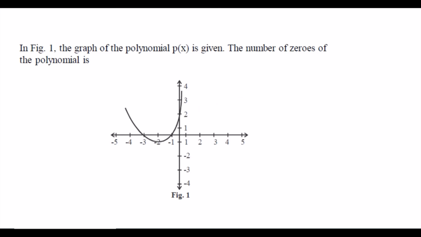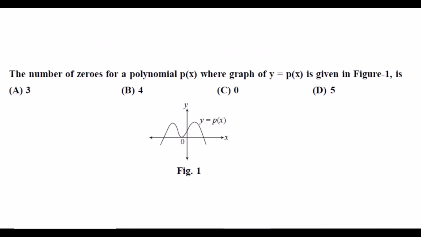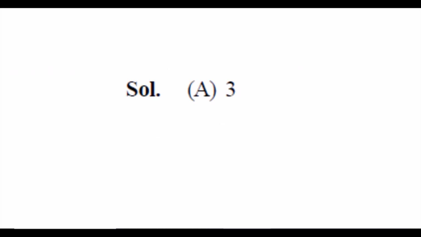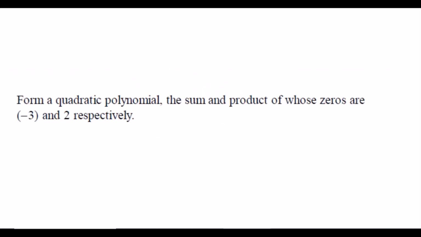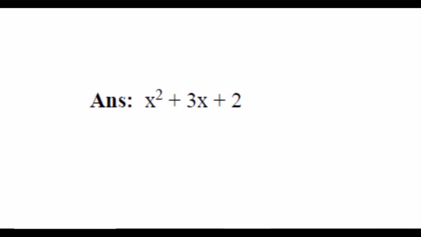Here again a graph is given. You have to find out the number of zeros. Again a graph question. You have to find out the number of zeros. Here you can see it touches at 0 there. It touches at 1 point here also. So the number of zeros will be 3. Now form the polynomial. Sum and product of zeros is given. Then 3 more questions.